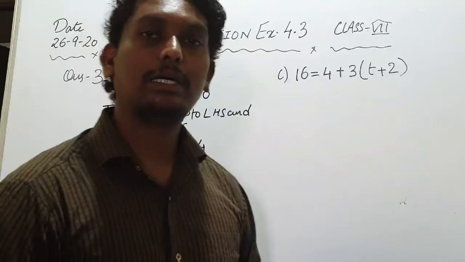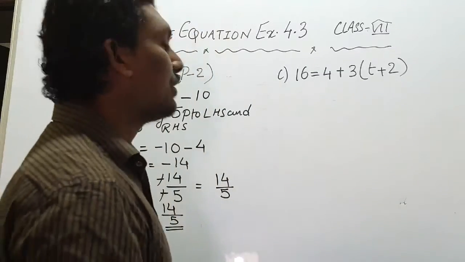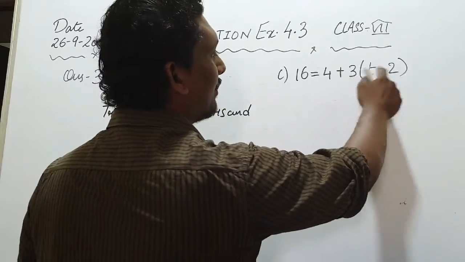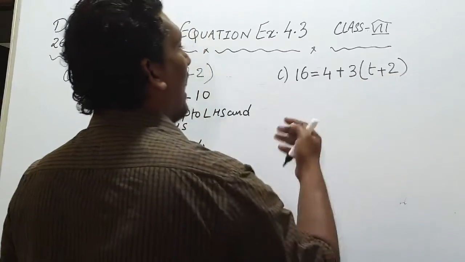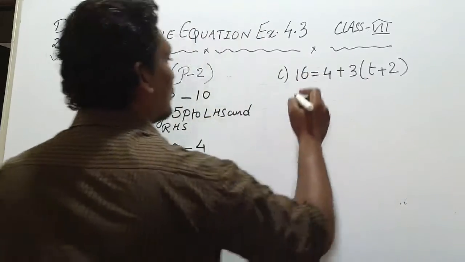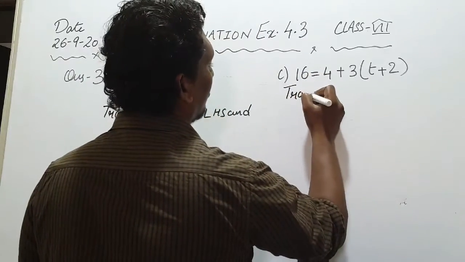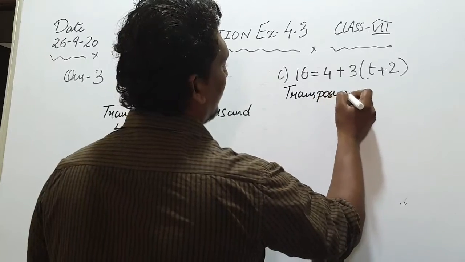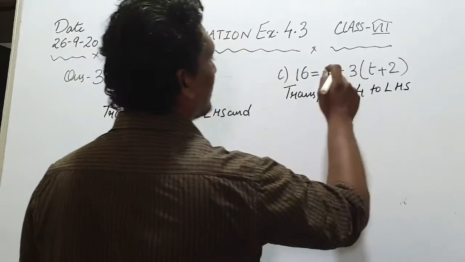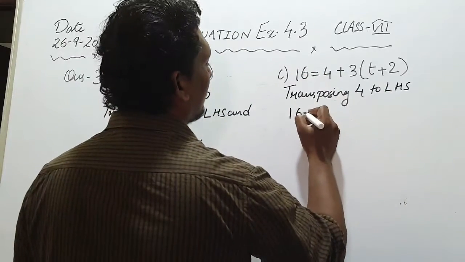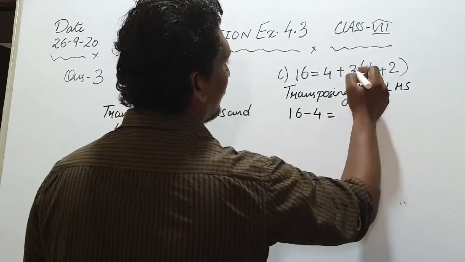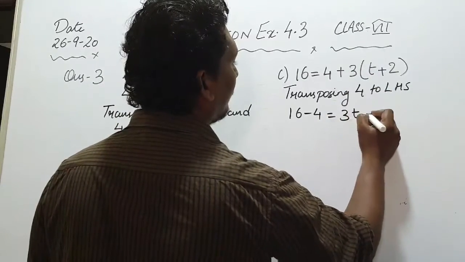So come to question number C. As I told you, this 3 is outside the bracket, so we are going to multiply this 3 with t plus 2. First we are going to shift this 4 to LHS, right? Transposing 4 to LHS, this plus 4 will become minus 4. So 16 minus 4 is equal to 3 into t, 3t.